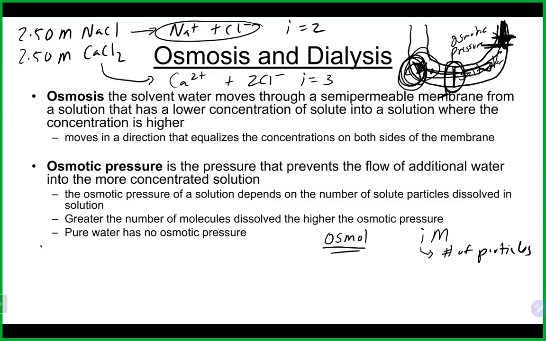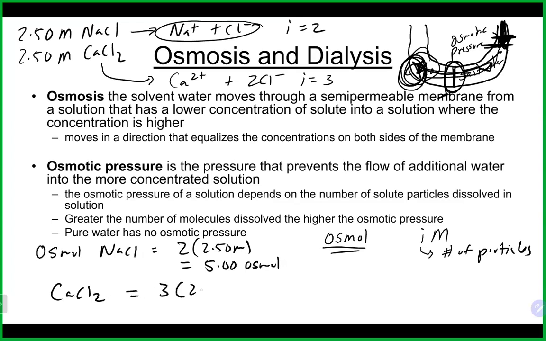That means if we calculated the osmolarity for our sodium chloride in the above example, it would be 2 times 2.5 molar, which would give us 5 osmolarity for the osmotic pressure of sodium chloride. If we did it for our calcium chloride, we would take 3 times our 2.5 molar. And I know it's a long night, so I'm going to go to the calculator myself. Don't want to get the wrong number there. 7.5 osmolarity. The one that actually has more osmotic pressure is the calcium chloride because it actually has more particles floating around in the solution.